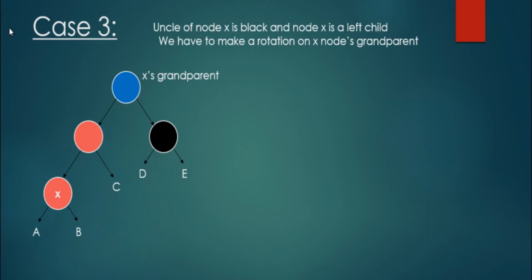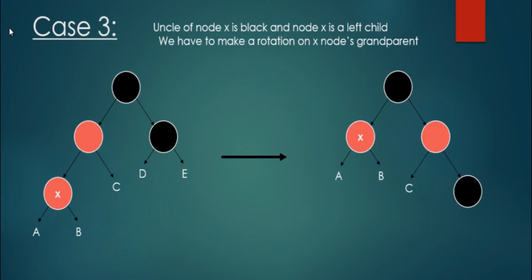So the parent of parent is the grandparent, of course. I think it's pretty straightforward. So here we have to make a right rotation of the grandparent. And after the right rotation, we come to this situation again. And of course, it may be the case that after this operation, the red-black properties are violated again.